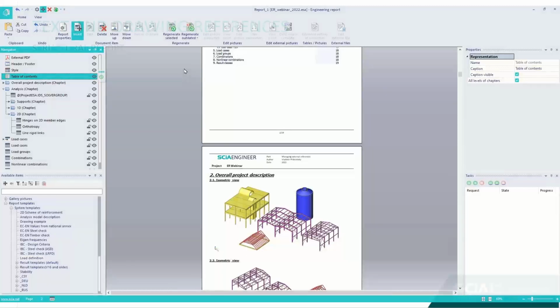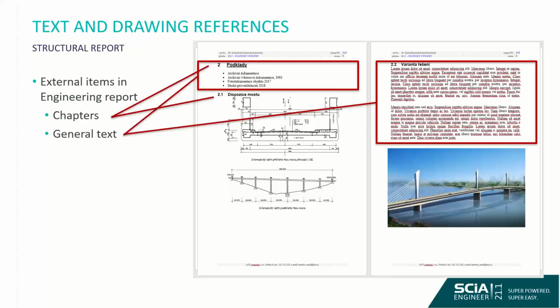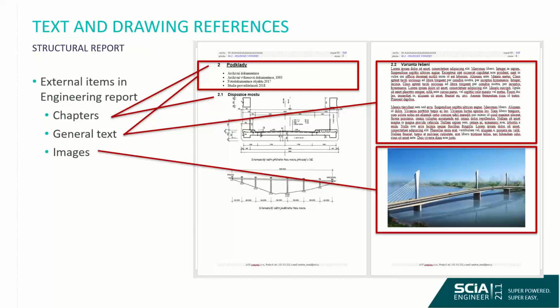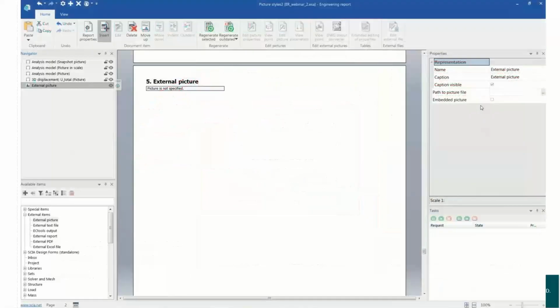which we feel is very important. Let's have a look at another aspect. Structural documents usually contain some different aspects that are not exactly linked with the model in SCIA Engineer itself. There are some chapters, some general text, some images, or even references for DWG drawings. These can be simply added to SCIA Engineer in exactly the same manner as I've shown you regarding the PDF front page. Let's have a look how that works.